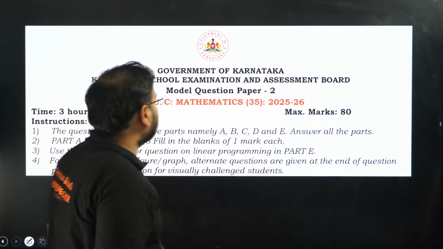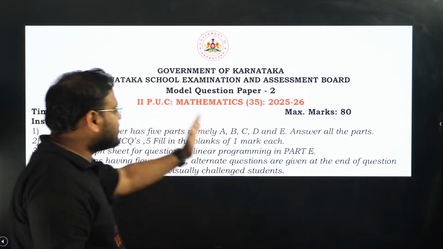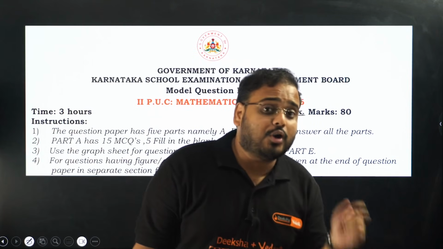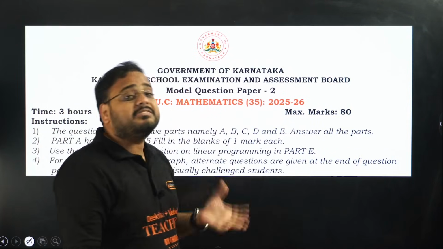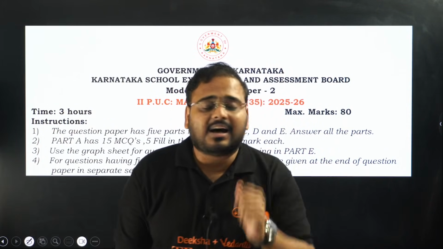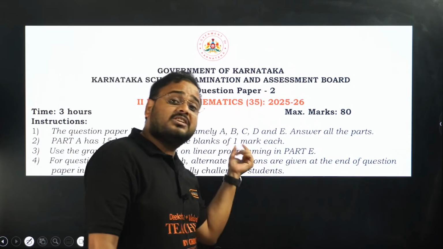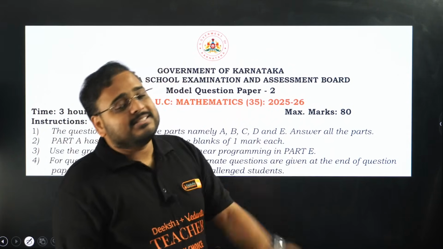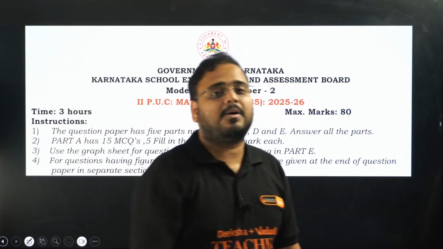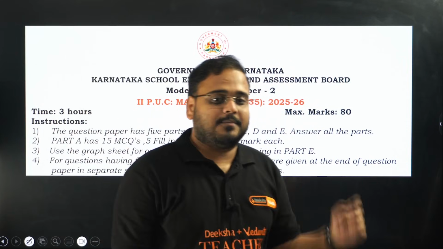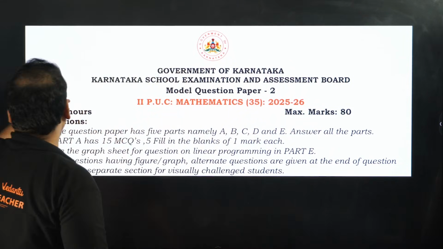Let's start question number 1. From which category? From Section A, which is what? We all know Section A is 1 marker. The first 15 questions are your MCQs, and the last 5 are fill in the blanks. Then Section B is your 2 marker, Section C is 3 marker, D is 5 marker, and Section E has 2 questions, one is 6 marker and the other is 4 marker. So let's start Section A right now.